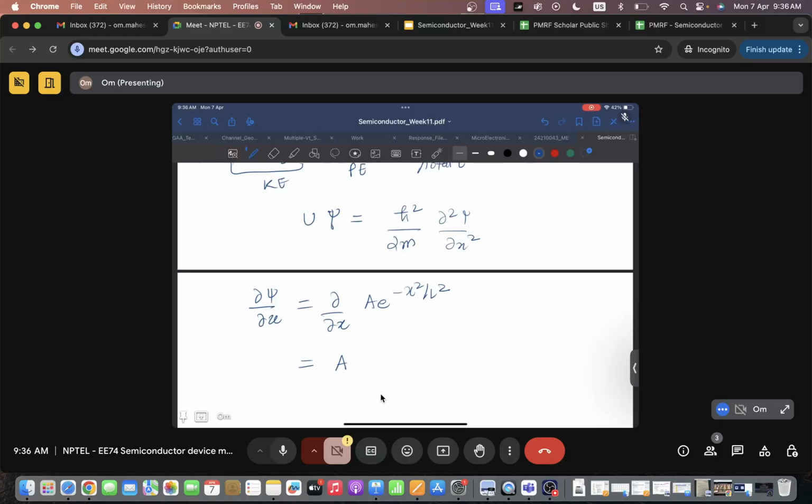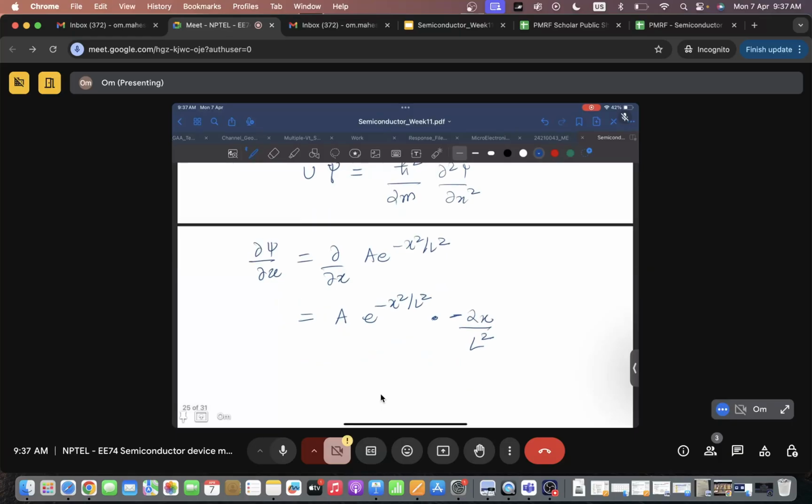It will be a e to power minus x square by L square into the derivative of this term, which is minus 2x by L square. So your del psi by del x is minus 2a by L square x e to power minus x square by L square.